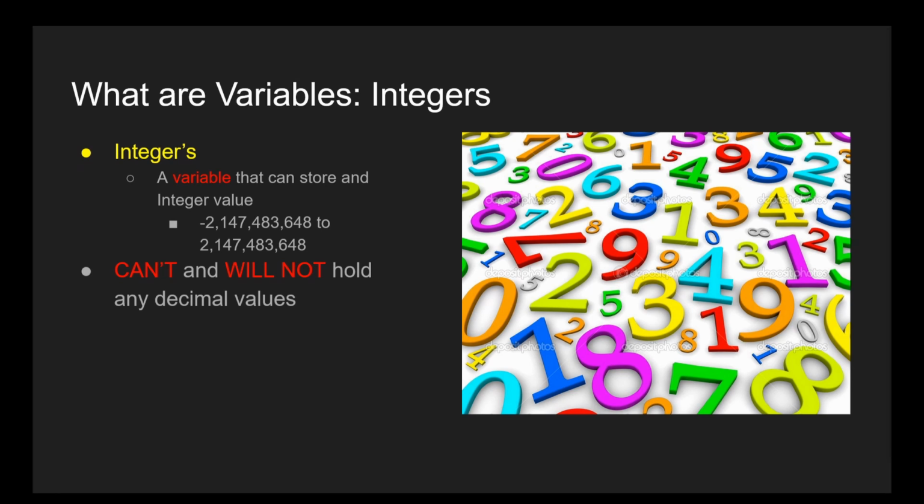This includes all whole numbers, from this big number in negative that you can see on the display right now, till this another positive big number that you can see on the screen right now. Now notice how I said whole numbers. Integer variables cannot and will not hold any decimal values, so keep that in mind when using variables.